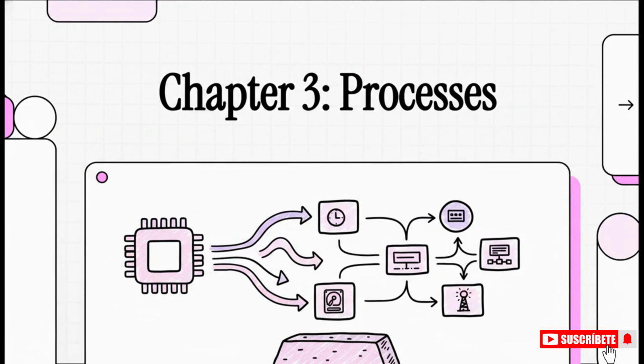Well, the secret behind all of that, it all comes down to one of the most fundamental ideas in all of operating systems, the concept of a process. This is the absolute cornerstone of how your computer pulls off that magic trick, and it's exactly what we're going to dive deep into today.